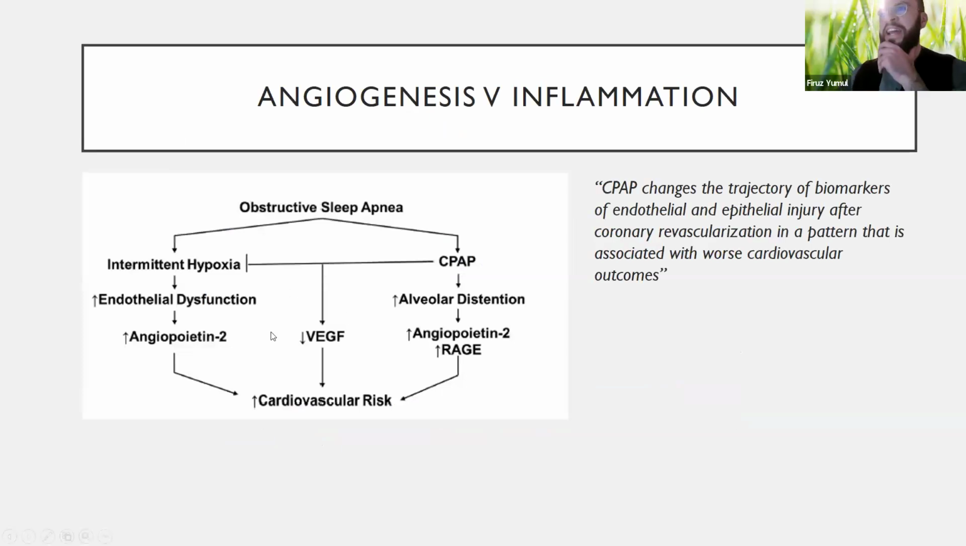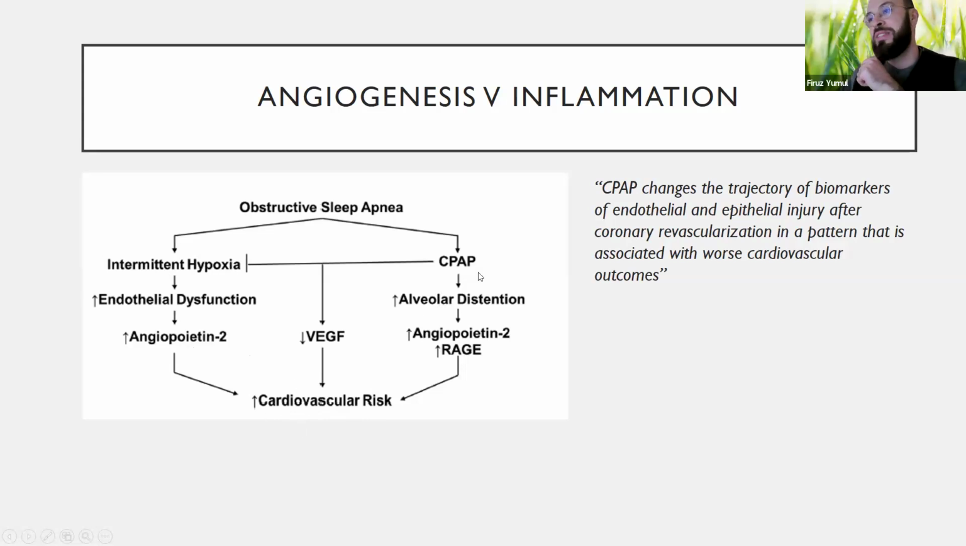So this is a diagram I took from the article, which shows the relationship between obstructive sleep apnea and increased cardiovascular risk. I like it because it also shows how CPAP may potentially lead to inflammatory states that might increase cardiovascular risk. But the idea is that untreated obstructive sleep apnea leads to intermittent hypoxia. There's endothelial dysfunction and then an increase in your inflammatory biomarkers, specifically here, the angiopoietin-2 that we spoke about.